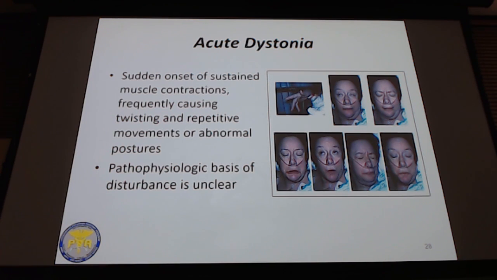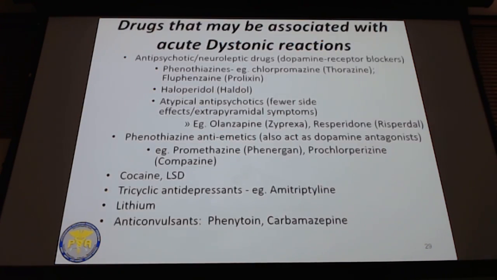So acute dystonia we mentioned, sudden onset of sustained muscle contraction. I've seen this in the ER maybe 5 or fewer times, but super interesting. You see these secondary to some of your medications. Antipsychotic meds: Thorazine, Prolixin, don't memorize this list, Haldol, Zyprexa, Risperdal, these are all antipsychotic meds. So that's why we look at their med list. Phenergan's another one, Compazine, cocaine, LSD, TCAs, amitriptyline, lithium. So there's a wide variety of medications.